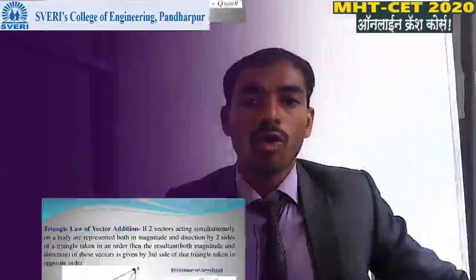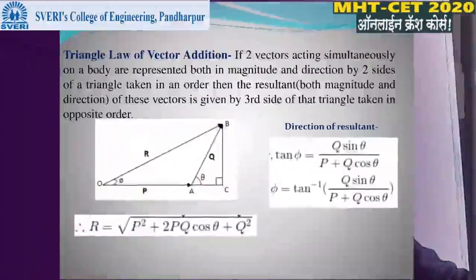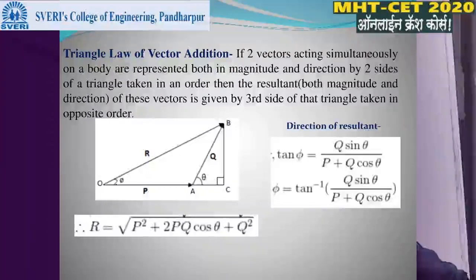And the second law of vector addition is the triangle law. What is the triangle law of vector addition? If two vectors acting simultaneously on a body are represented both in magnitude and direction by two sides of a triangle taken in an order, then the resultant, both magnitude and direction, of these vectors is given by the third side of that triangle taken in opposite order.